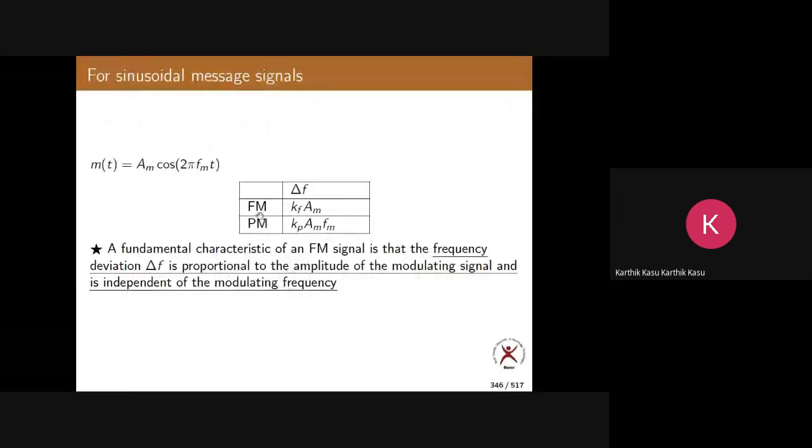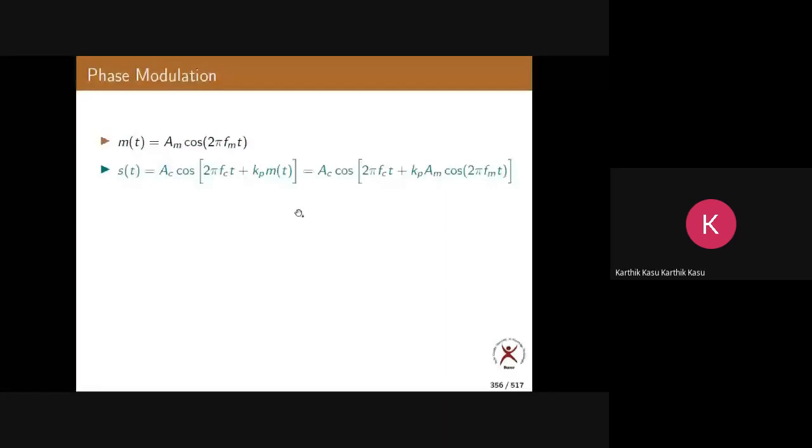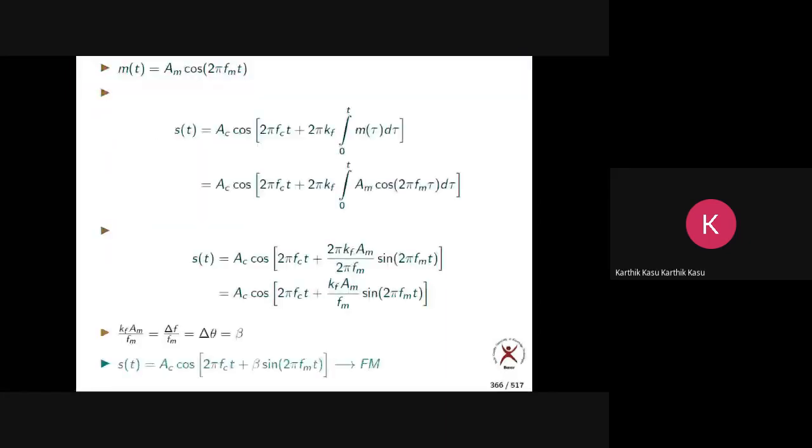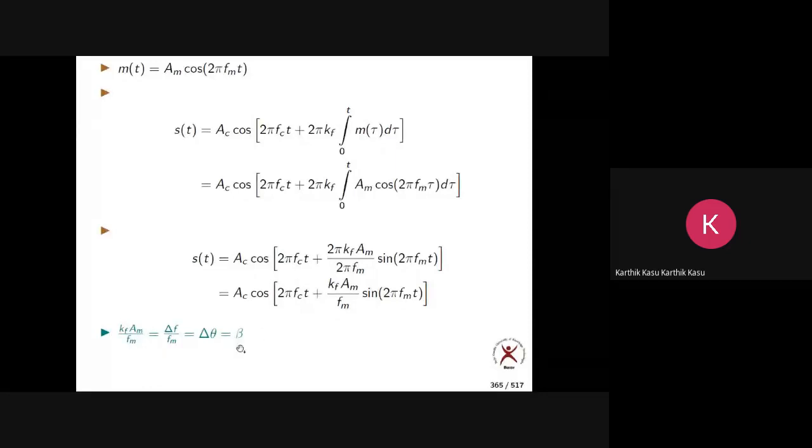So delta f in case of frequency modulation is what? Kf into Am by fm. Okay, so what is delta f? Kf into Am by fm. Now, what is this equal to? Beta. Now this term will be equal to beta. Is it clear? So this is nothing but beta.